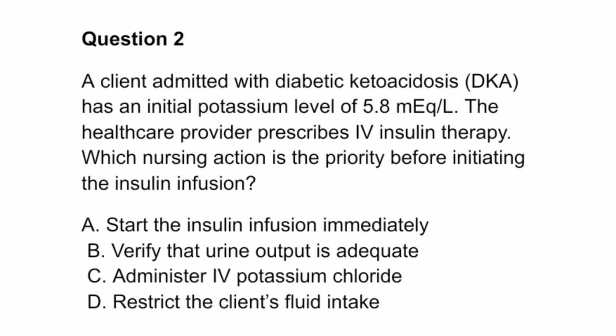Question 2. A client admitted with diabetic ketoacidosis, DKA, has an initial potassium level of 5.8 milliequivalents per liter. The healthcare provider prescribes IV insulin therapy. Which nursing action is the priority before initiating the insulin infusion?